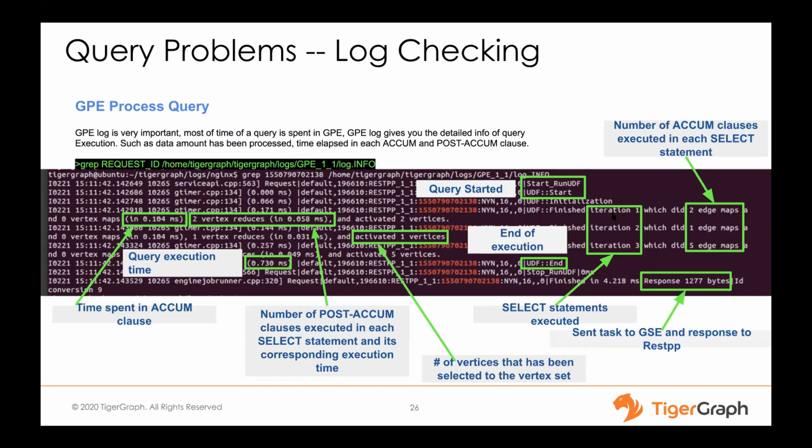So that we can see the performance of each select, how many vertices and edges were traversed, and how much time has been spent in your accum and post accum, so that we know which part takes the most time, and we know what might be a good action to take in order to optimize your query.